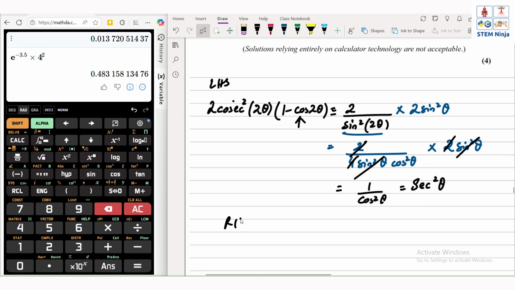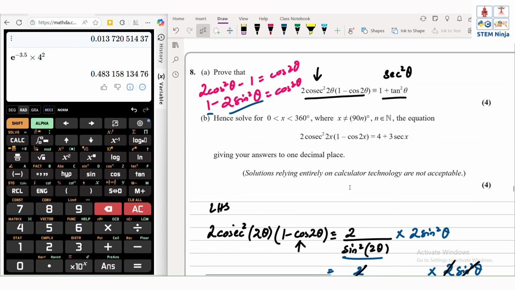Now, right hand side, 1 plus tan squared theta is identical to secant squared theta. So therefore, left hand side is identical to right hand side. Hence, solve for 0 to 360 degrees, where x is not equal to the multiples of 90, this equation. So we need to equate this with this. So instead of this, we will substitute this.